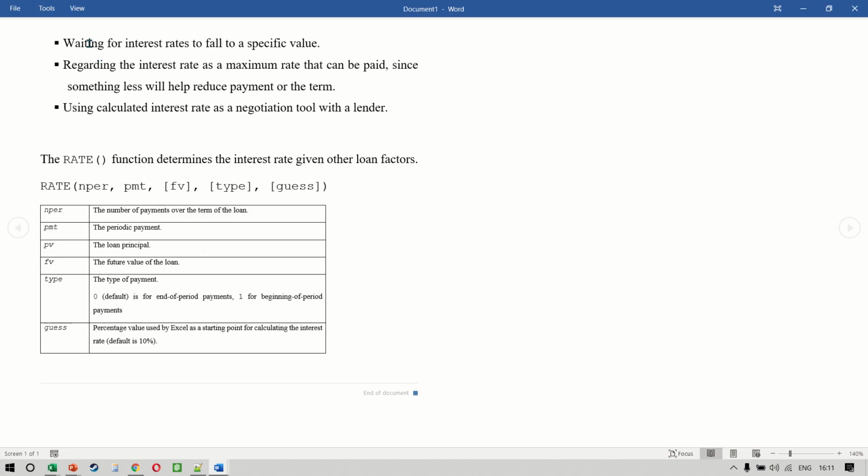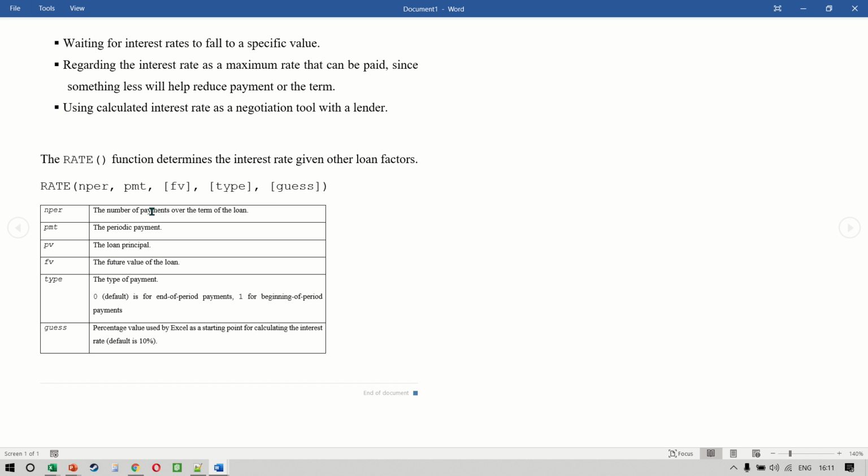For example, maybe the user wants to wait for the interest rate to fall to a specific value before they apply for a loan. Regarding the interest rate as a maximum rate that can be paid, since that is something less and will help reduce the payment of the term. And we can use the calculated interest rate as a negotiation tool with the lender.